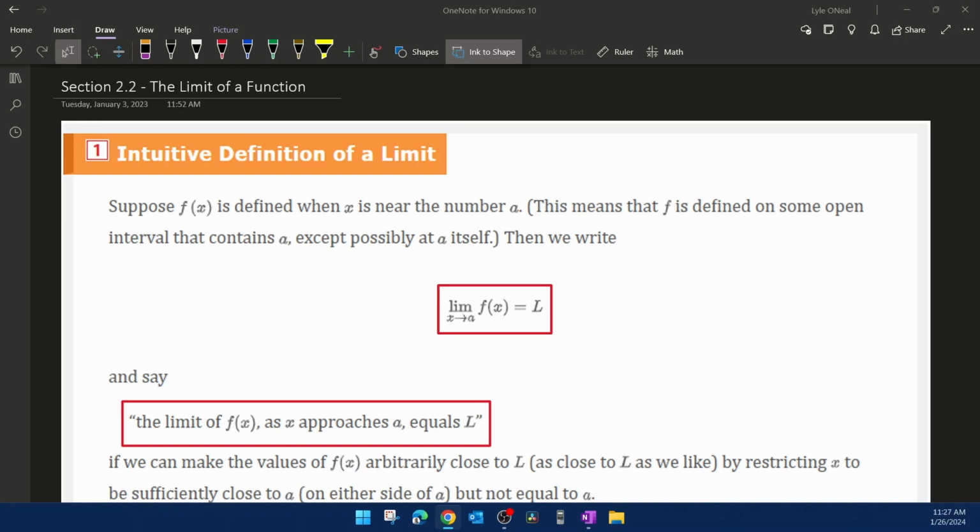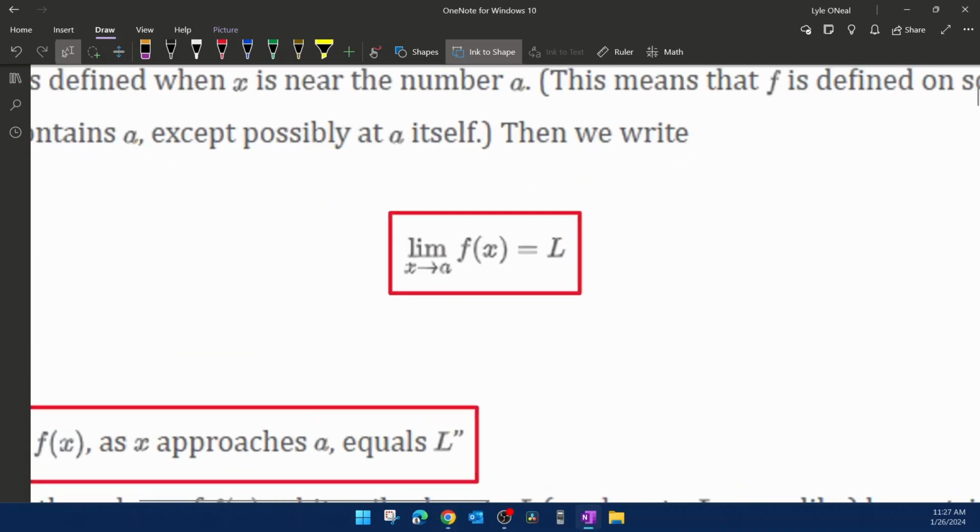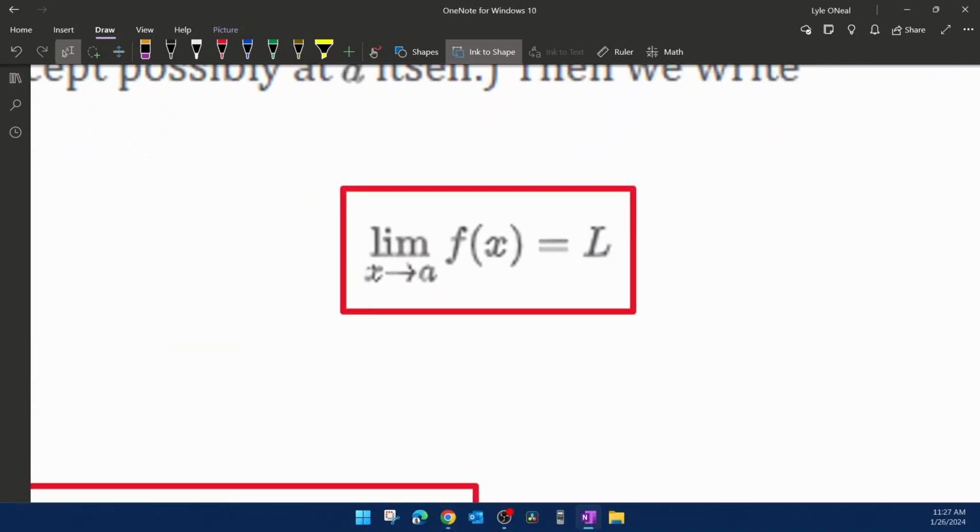This is copied from our textbook. It says, suppose f of x is defined when x is near the number a. This means that f is defined on some open interval that contains a, except possibly at a itself. Then we write, and this is the notation you need to understand.